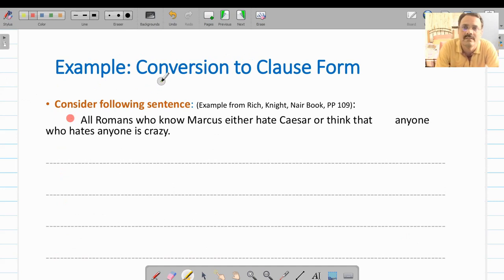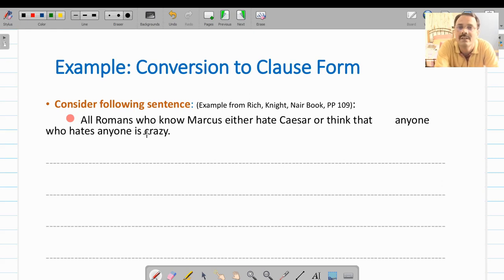Now in this example we have given a statement, a little bit complex statement, but if you are able to convert it into the required clause form, you will be able to do most of the sentences. So that's why we have taken a little bit complex example from Rich and Knight. The statement is: all Romans who know Marcus either hate Caesar or think that anyone who hates anyone is crazy. So let us convert it into predicate logic form first.